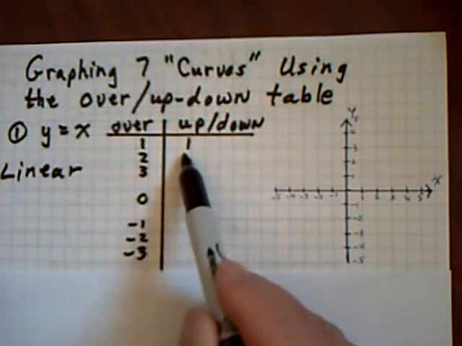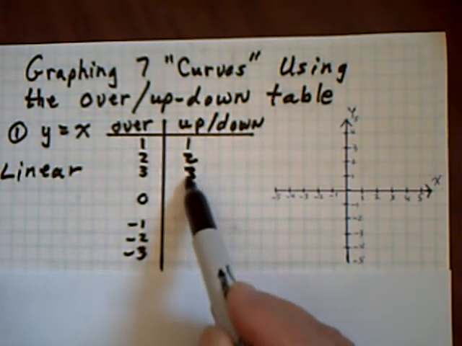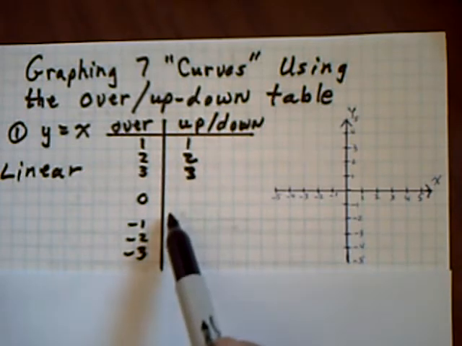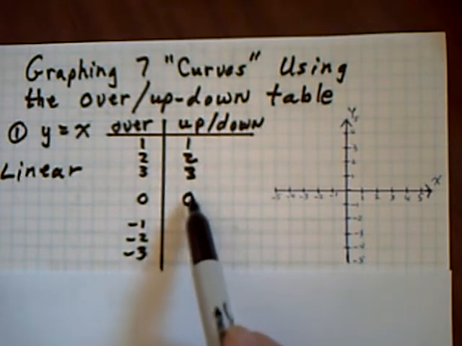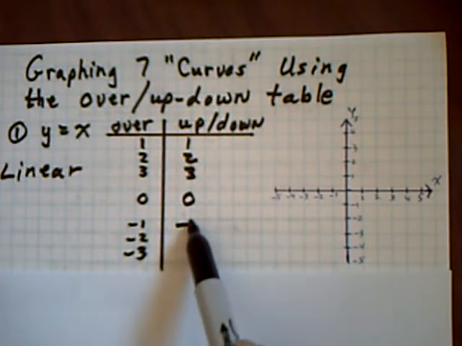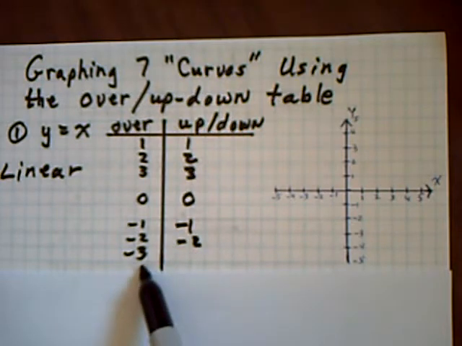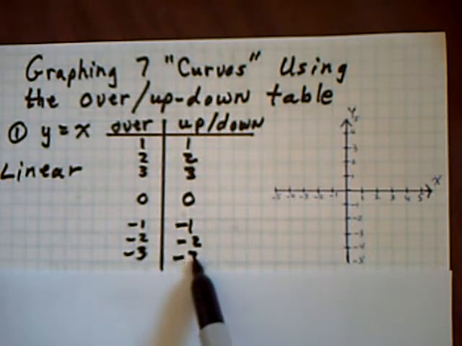If I go over 2, I'm going to go up 2. If I go over to the right 3, I'm going to go up 3. If I go over 0, I'm going to go up 0. If I go to the left 1, I'm going to go down 1. If I go to the left 2, I'll go down 2. If I go to the left 3, I'll go down 3.